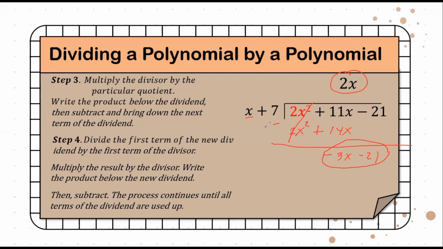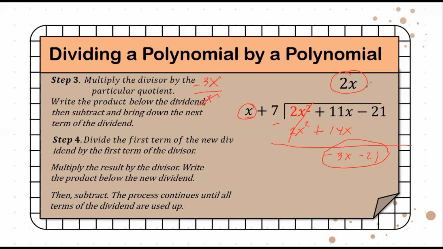It's negative 3x divided by x. Negative 3x. Okay, don't forget to carry the sign of the first term of the new dividend. So negative 3x divided by the first term of our divisor, which is x. So negative 3x divided by x, magka-cancel na po yung dalawang x.